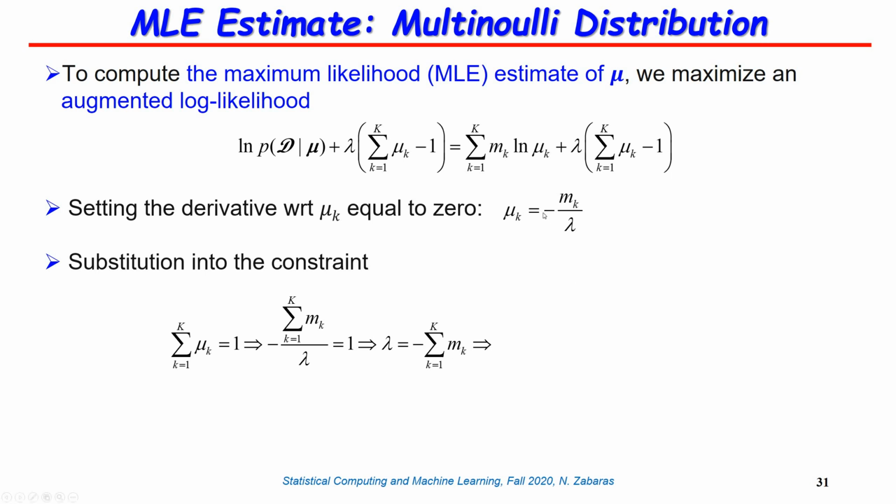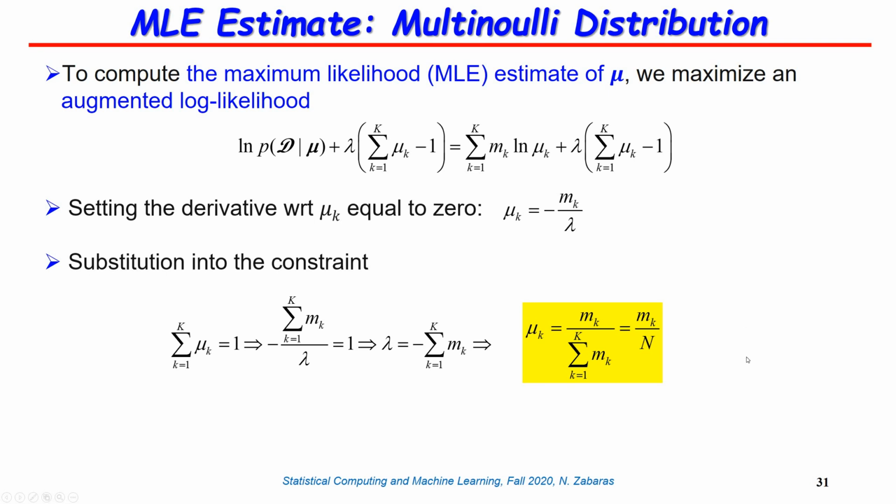If you plug this lambda into the estimate of mu k, you get the expected answer: mu k is mk divided by n. So the probability that state k is on is the frequency with which, in my n observations, state k was on. It is the empirical mean, if you like. Mk over n is how many times I observe state k to be on in my n experiments, and that turns out to be the maximum likelihood estimator.